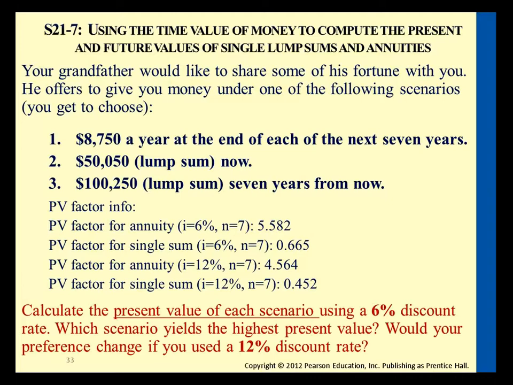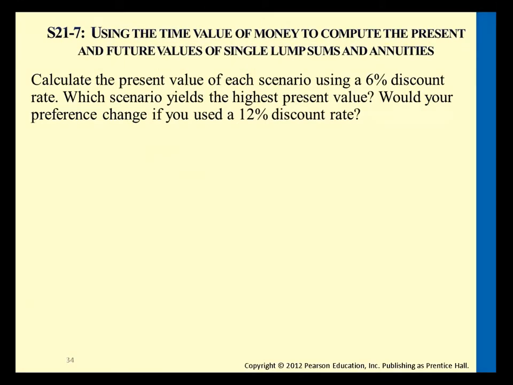So I'm giving you all the present value factors. We know that there is a 6% discount rate. And you want to calculate which scenario yields the highest present value. Okay? So let me show you, because we don't have a lot of time. Let me show you at least some of it. How would we calculate? So for right now, let's just do the first part of it.